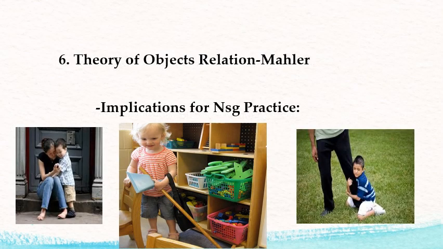Theory of object relations. This is Mahler, who is a theorist. This theory describes the separation and individuation process of the infant from the maternal figure. So basically, the focus is on the separating of the child, usually in the toddler years, and how that is a healthy developmental process for them. They also talk a lot about the rapprochement phase, but there are different phases.